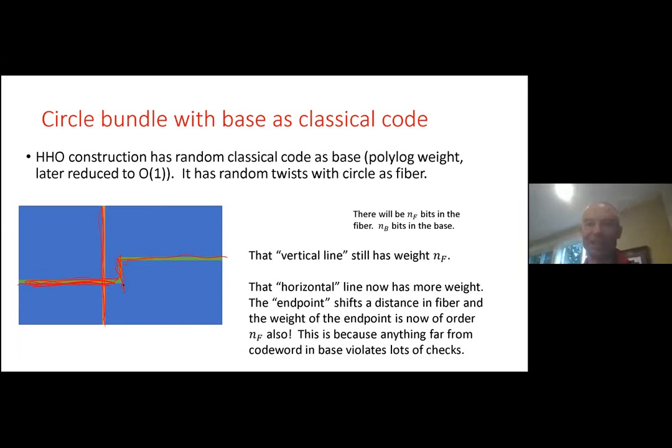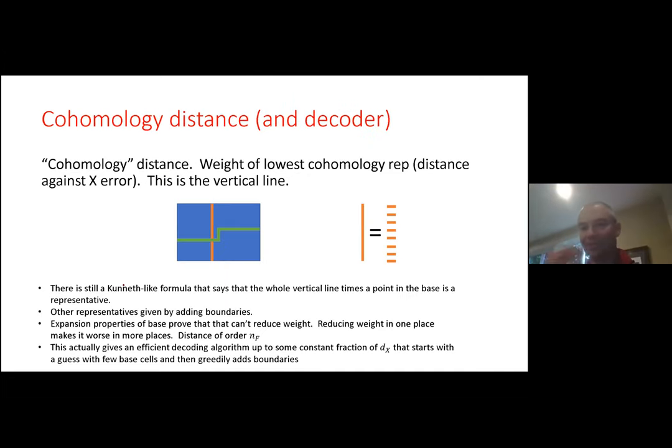But taking the base to be a random classical code, you can make this random classical code so that things that are far from code words will have a weight that's also at least N_B. So the weight of this thing going vertically will be quite large. And so the weight that you have to make up won't just be N_F, it will be N_B times N_F. So you'll have one distance that will be N_F and one will be N_B times N_F. Well, that's what it should be. We only proved N_B times square root N_F using a certain trick, but using the improved trick, it's N_B N_F.